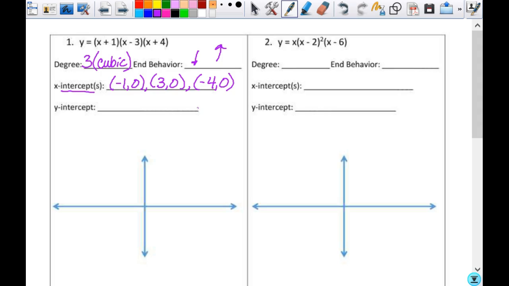Now, your y-intercept. This is not in standard form, so I can't just use the constant. It's not that difficult to find. Your y-intercept is when x is what? 0. So y is going to equal, when I substitute in a 0, 1 times -3 times 4. So what does that give me? -12. So this is going to be 0, -12.